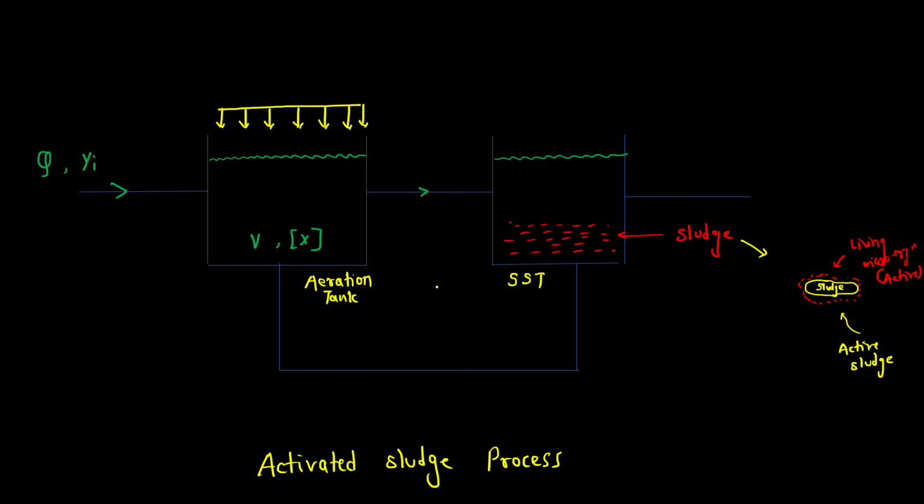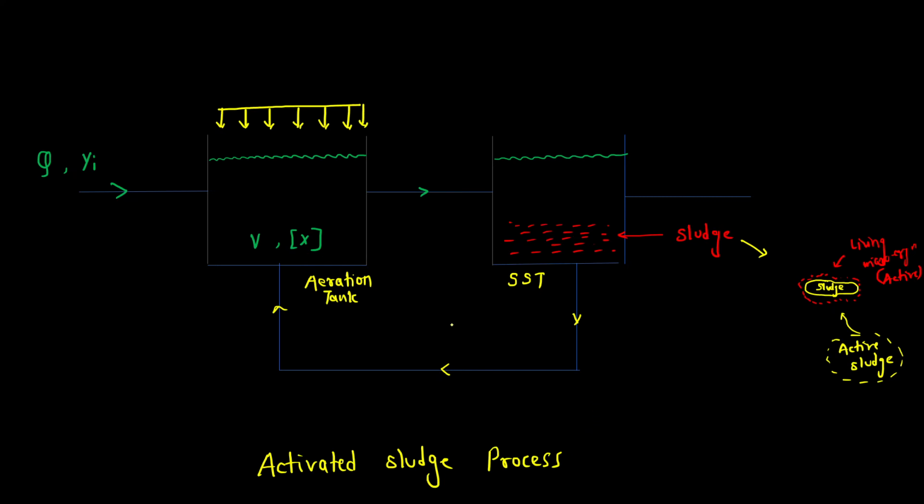To increase the efficiency of the activated sludge process, a certain amount of sludge present in the secondary sedimentation tank is taken, or we can say recycled, back to the aeration tank. Okay, so a certain amount is recycled back into the aeration tank. As this active sludge is recycled back to the main aeration tank, we call this process the activated sludge process. So this is how the name has been derived.